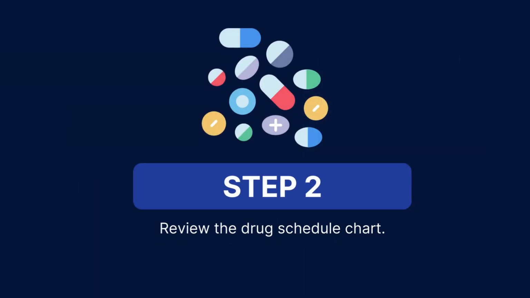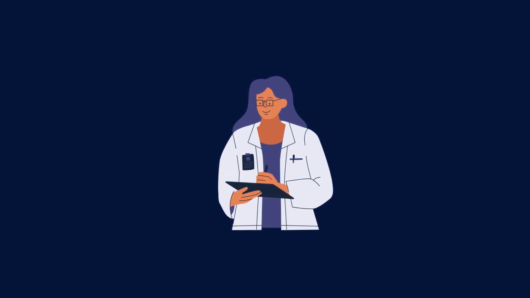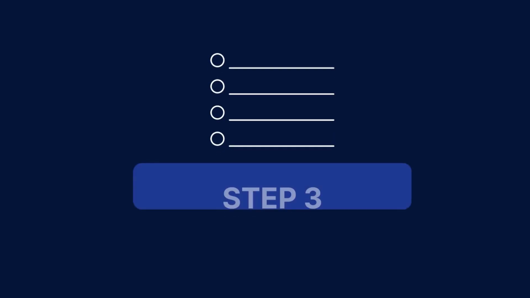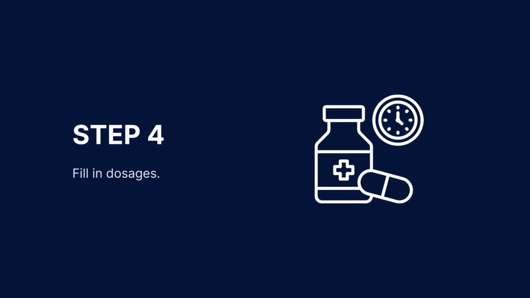Next, review the comprehensive drug schedule chart. Familiarize yourself with the different drug classifications and examples. This can help you better understand the medications you're taking or have been prescribed. Next, list your medications. Under the medication schedule section, you'll find a table with columns for time, medication name, dosage, instructions, and additional notes.